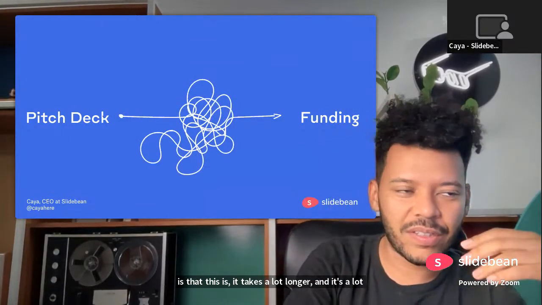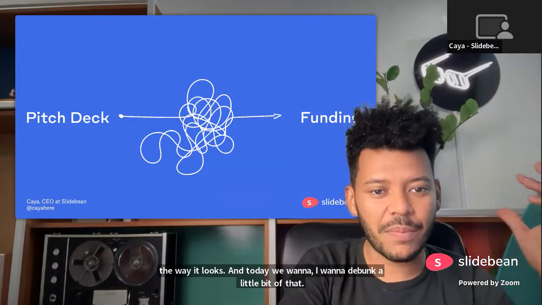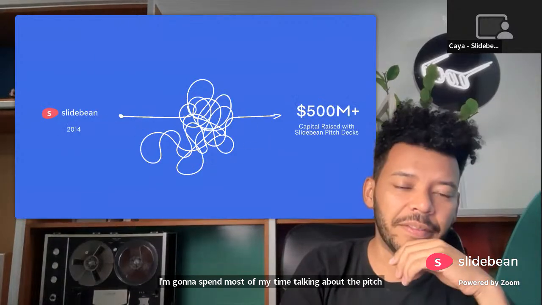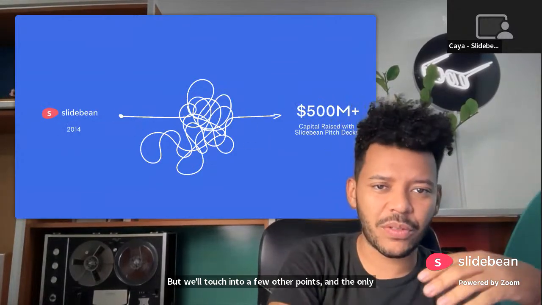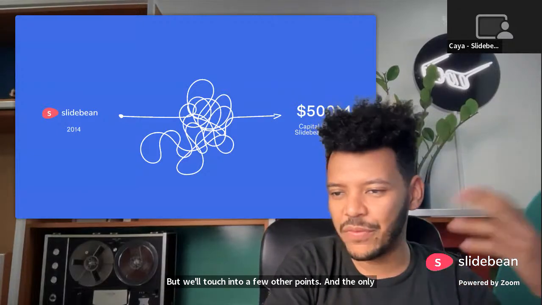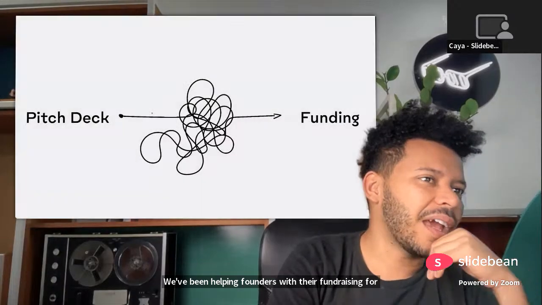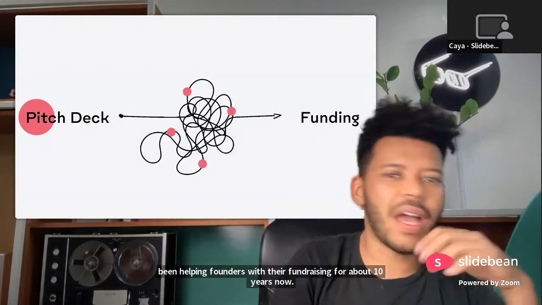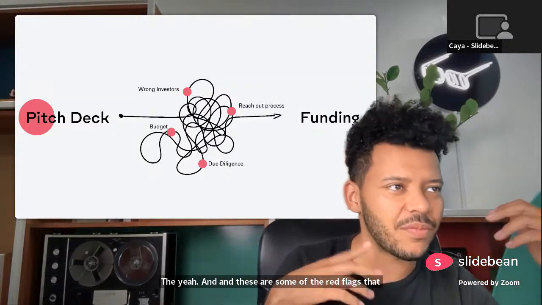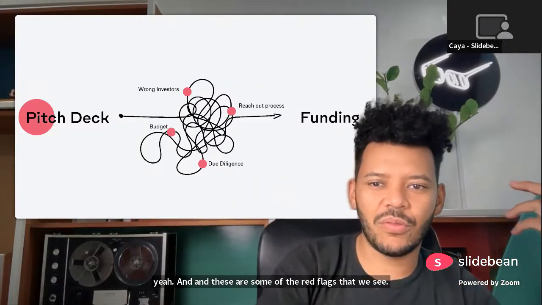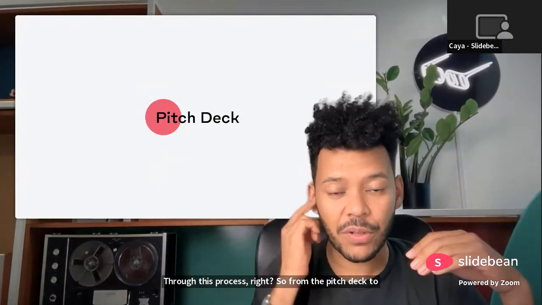This is the way it looks. And today I want to debunk a little bit of that. I'm going to spend most of my time talking about the pitch deck itself, but we'll touch on a few other points. The only reason we understand this is because we've been helping founders with their fundraising for about 10 years now. And these are some of the red flags that we see through this process, from the pitch deck to the reach out process to finding the wrong type of investor.